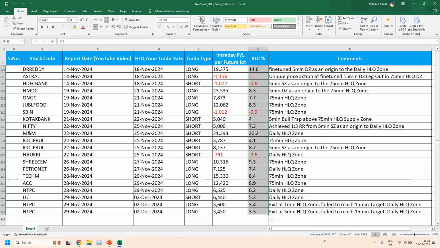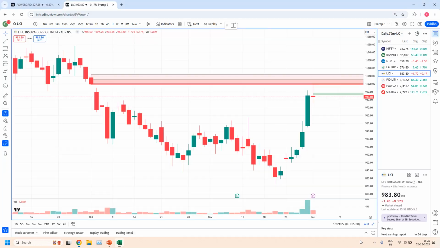Average ROI 6%. Overall ROI during this month is 296%. Close to 300% for all these 47 stocks together. Okay. So this is about the month of November.